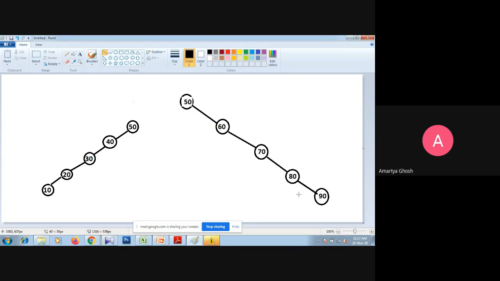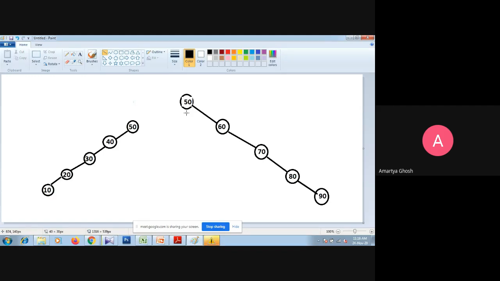So if we want to find one element, suppose 80, first of all we have to compare 80 and the root value 50. So 80 is greater than 50, go to the right side. 80 is greater than 60, go to the right side. 80 is greater than 70, go to the right side. So we can get it. So this looks like a linear search. That means the complexity is order of n.